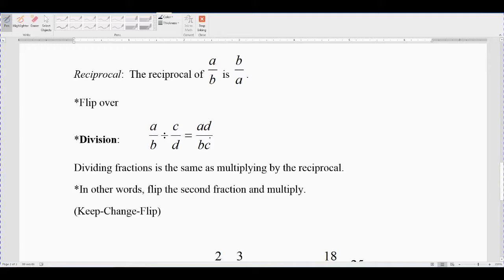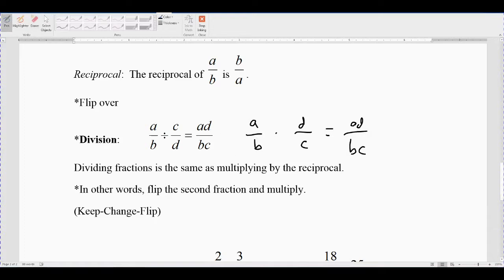Now, what you have here may not be what you want to see. This looks like it's cross multiplication, and it kind of is, but you don't want to do that. What you want to do is take this A over B, and times it by D over C. That's the best way of looking at it. That's how we got the AD over BC.